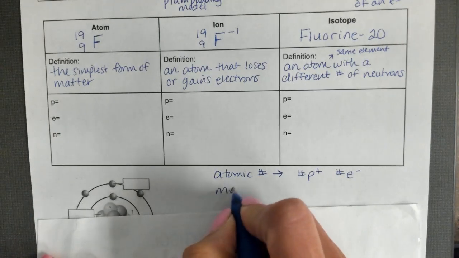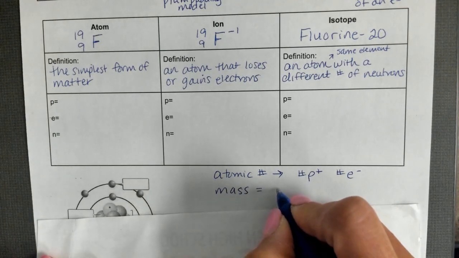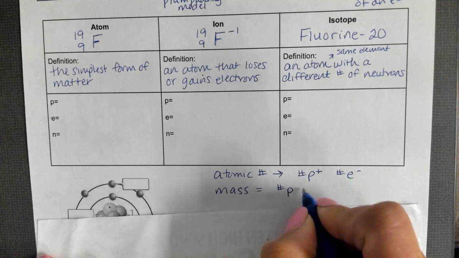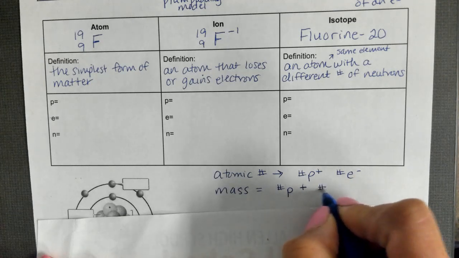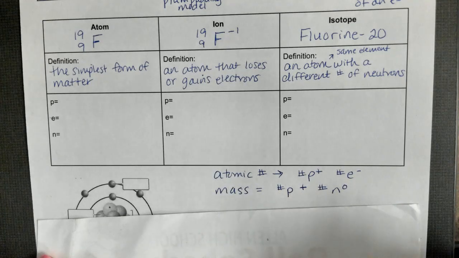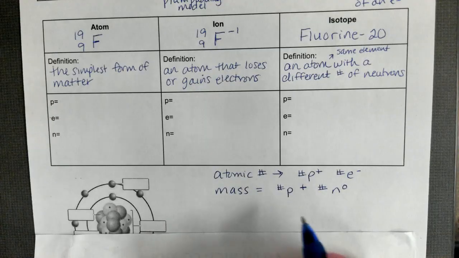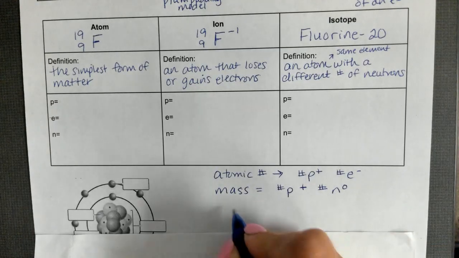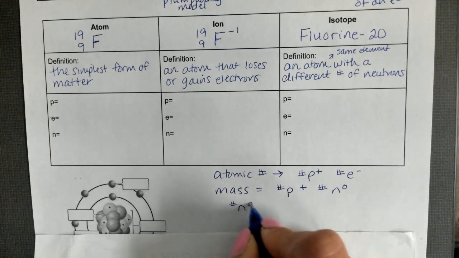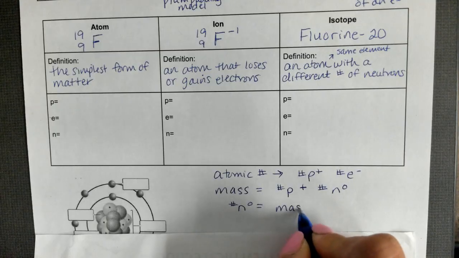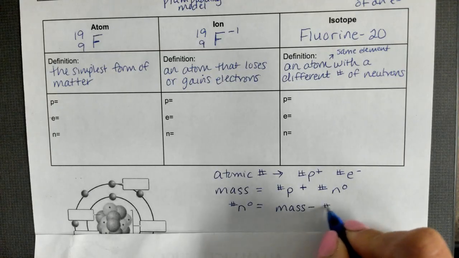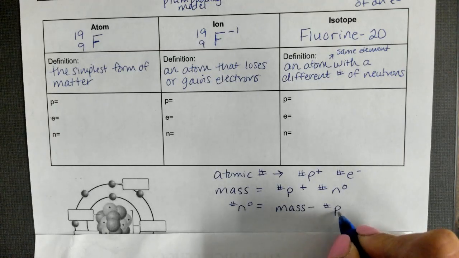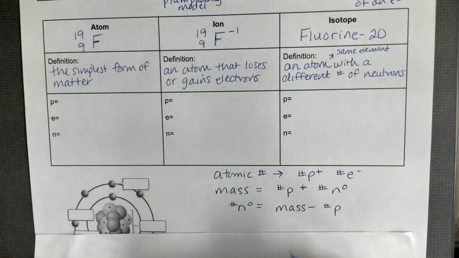Your mass is equal to your number of protons plus your number of neutrons. So in order to find your number of neutrons, you need to take your mass and subtract from it your number of protons, which is the same thing as your atomic number.